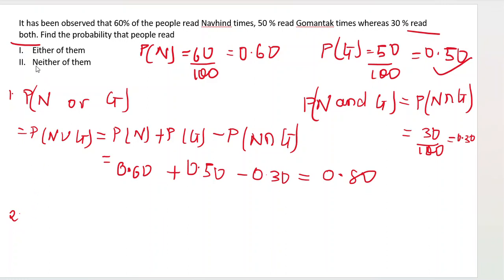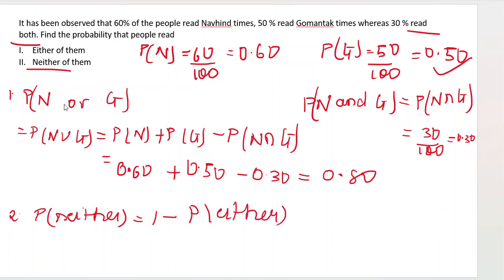Now we are asked probability of neither. Probability of neither is nothing but 1 minus probability of either. What we have found is probability of either, that means Navin times or Gomantak times. So this is 1 minus 0.80, which comes down to 0.20.